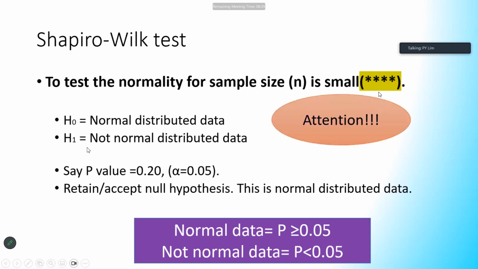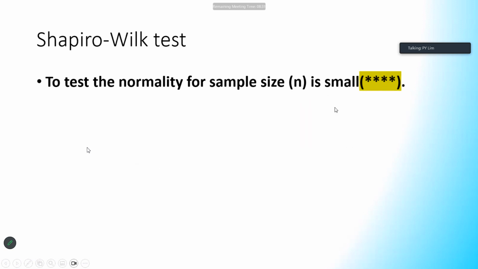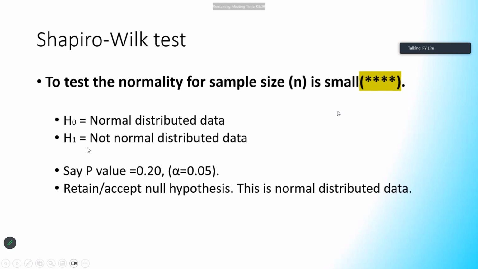Attention here. Just now I said Kolmogorov is for big sample size, and Shapiro is suitable for small sample size. How to define small and big? According to the books, some say 100, some say 200, some say 300. I don't know how to consider big or small. The safe way is, if you want to use this test, mention both test results.